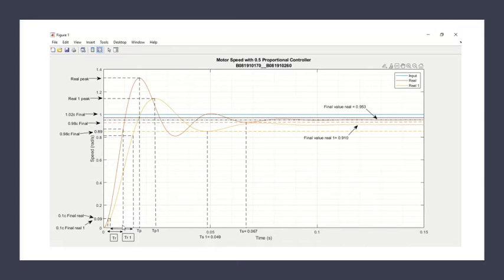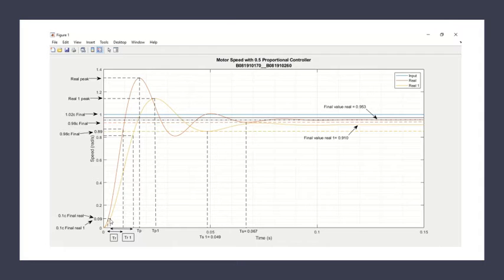Okay. Next, I will find my TR1, which is the same 10% and 90%. So 10% is 0.1 times 0.910, equal to 0.091. So same as the final value here.